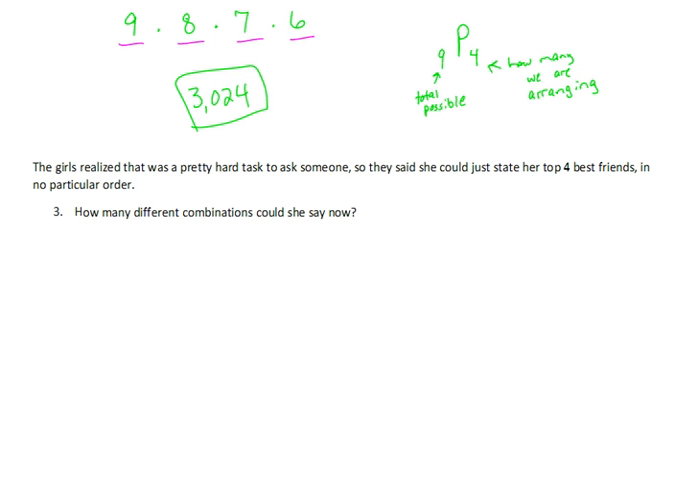Okay, this next problem is a little bit different because let's go ahead and read it and I'll explain why. The girls realized that that was a pretty hard task, naming the friends in order, having a permutation there. So what they decided is she could just state her top 4 best friends in no particular order. So how many different combinations could she say now? Notice that this is called a combination. And this is when order is not important.